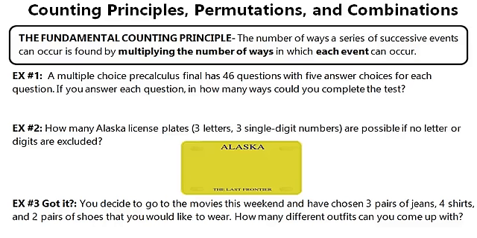The number of ways a series of successive events can occur is found by multiplying the number of ways in which each event can occur. Okay, so we are going to be multiplying options, and we have a couple of examples.